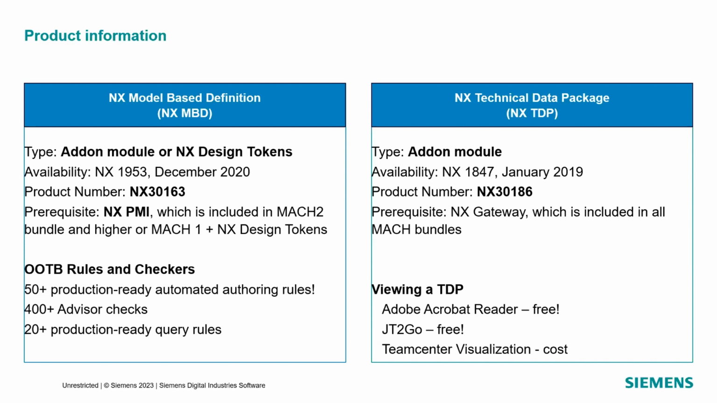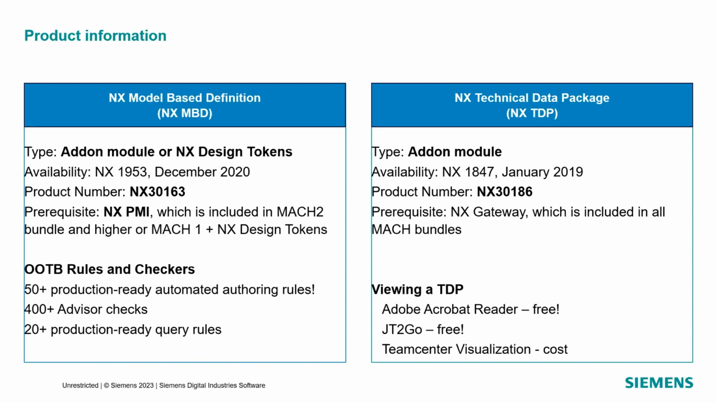Then on top of that is the model-based definition. So the automation and checking type, that's where you could either purchase the add-on module by itself and the product code there, or if you had the design tokens, you would have PMI and the MBD tools built into the tokens. And that just gives you the flexibility. What would you like to do? How much are you in the system? How much do you need of that? So very flexible and scalable to provide that to our users.